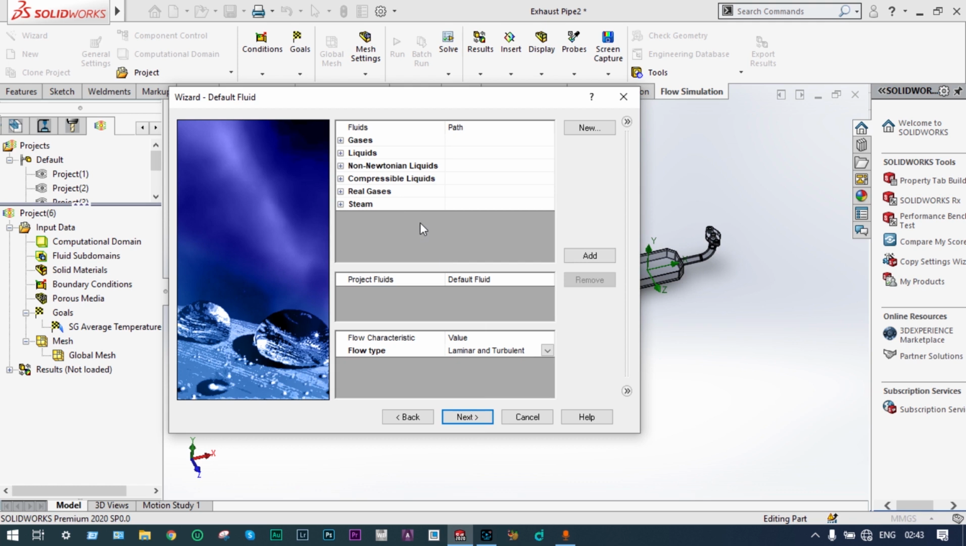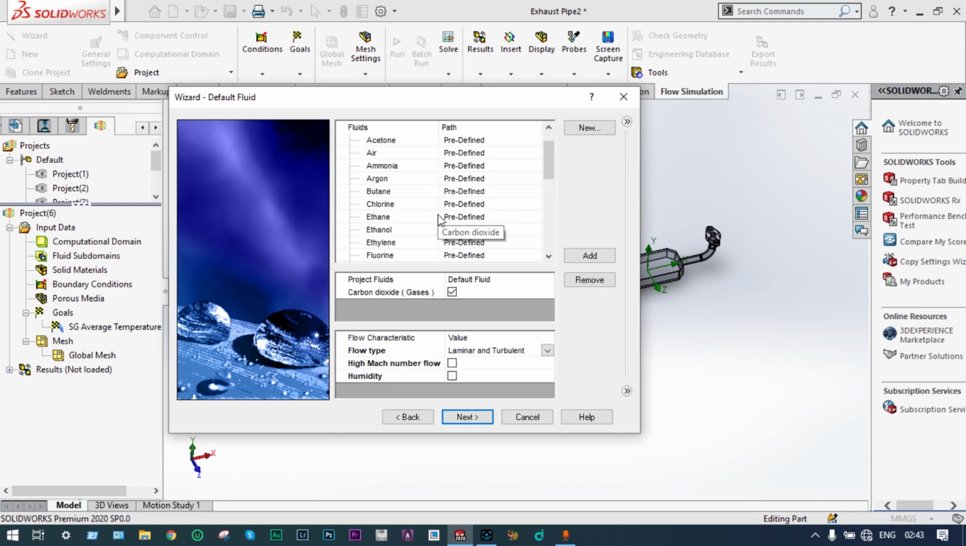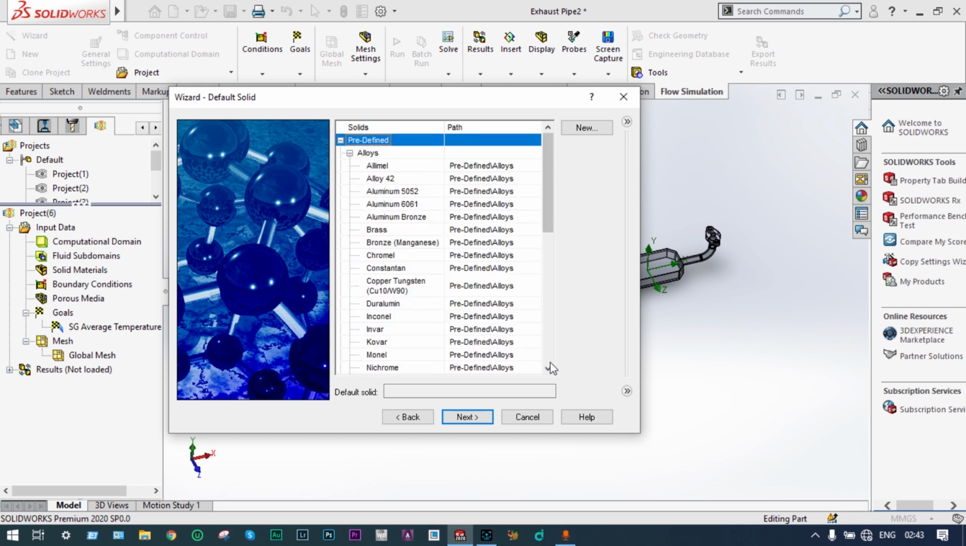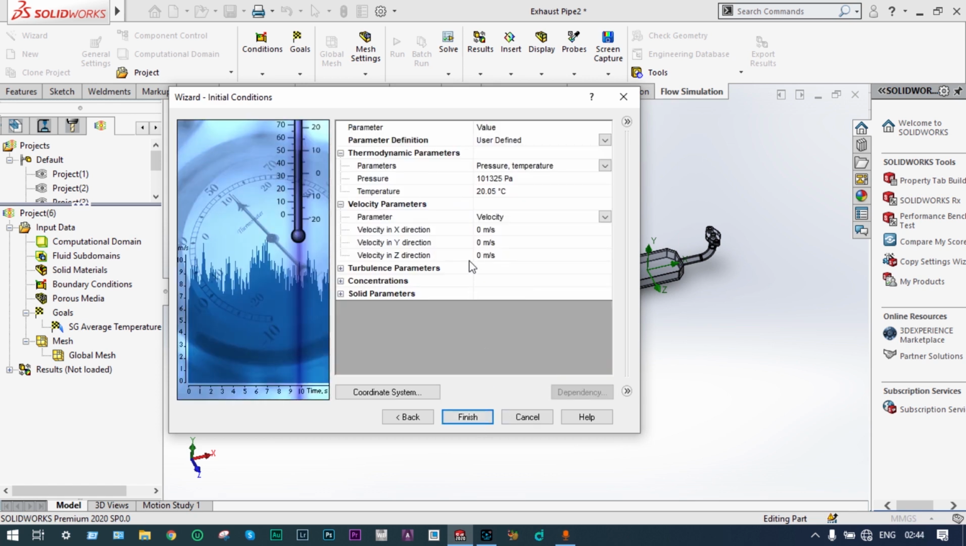Next, gases: we are considering air, carbon dioxide, water vapor and nitrogen. So we have taken air, carbon dioxide, water vapor and nitrogen. Next, the material for this system will be alloy steels, and we are considering stainless steel 321. Next, the default outer wall thermal conditions and roughness we are keeping, and actual values will be provided during actual applications of boundary conditions. Next, thermodynamic parameters.